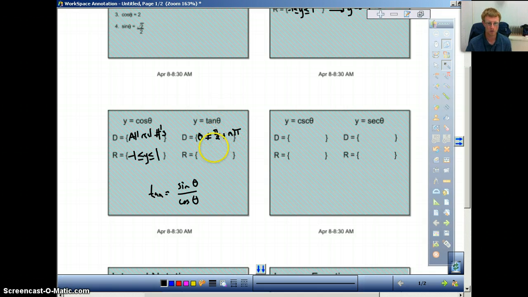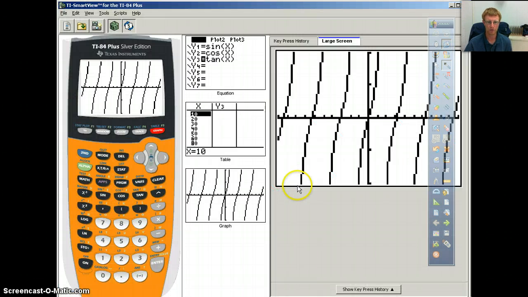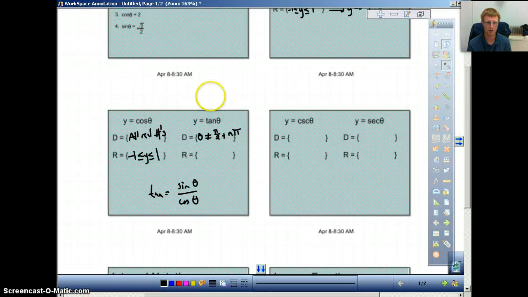And for our range, if you look, we have lines that are going all the way down and all the way up. Therefore, every y value is represented. So we say that our tangent range is going to be all real numbers.